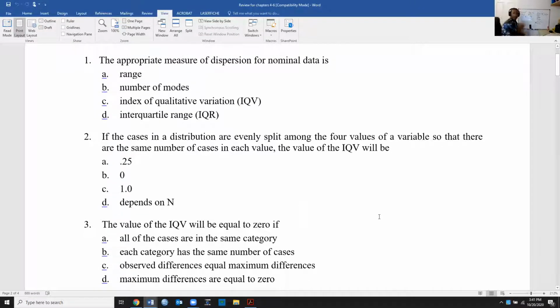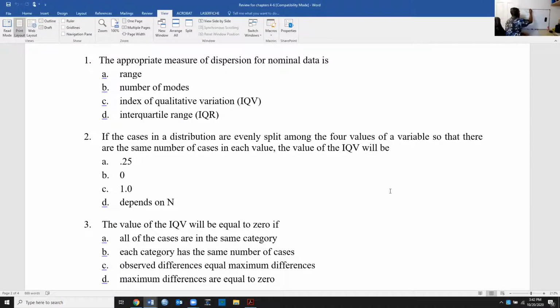If the cases in a distribution are evenly split among the 4 values or the 4 categories of a variable, so that there are the same number of cases in each value, the value of the IQV or index of qualitative variation will be what? One. 1, good.